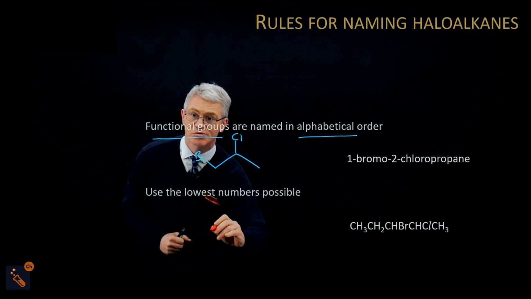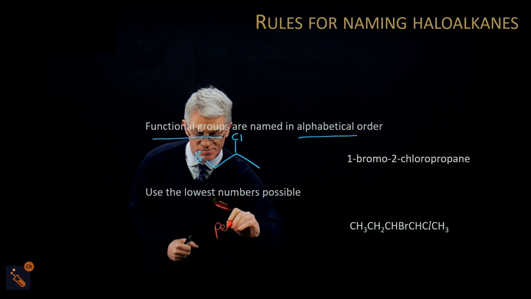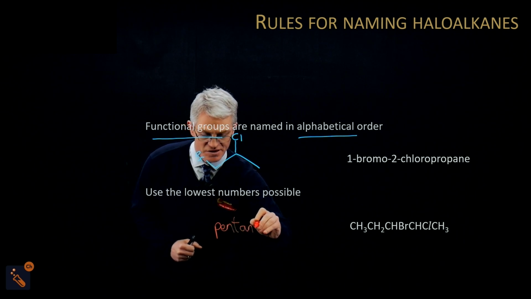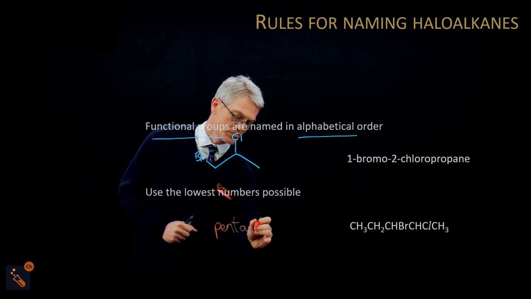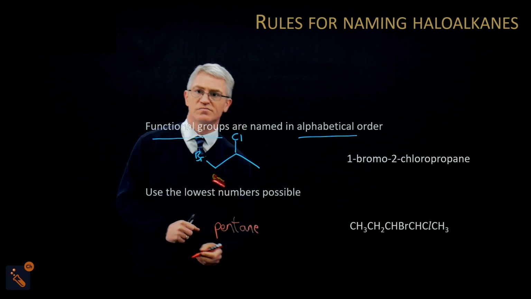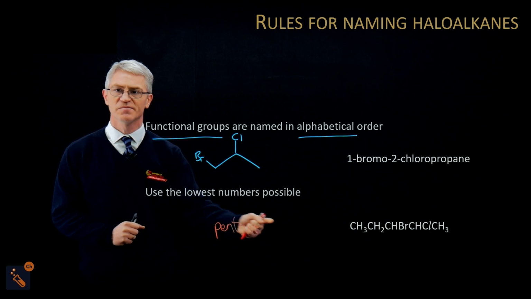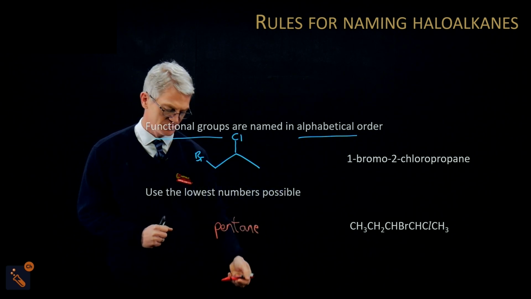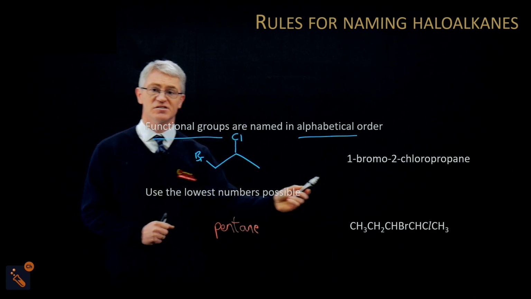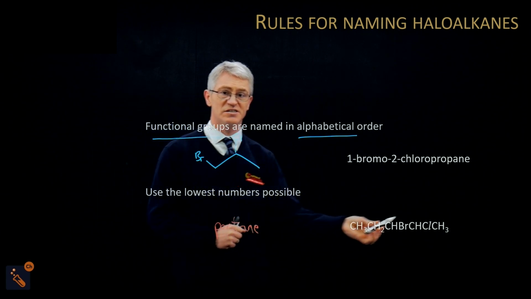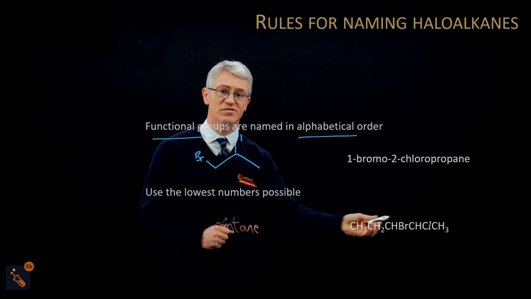So that basically means our parent chain is going to be pentane. Pentane is the length of the chain. And then from the length of the chain, we can start saying, well, what is on the chain? Is it a straight chain? Yes, it is. So we don't have to do methyl branches or anything like that.